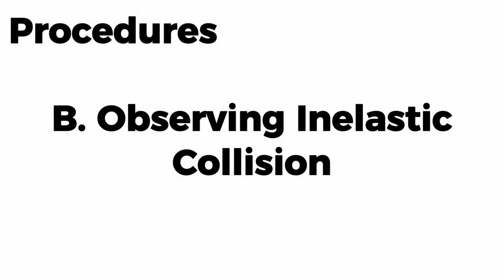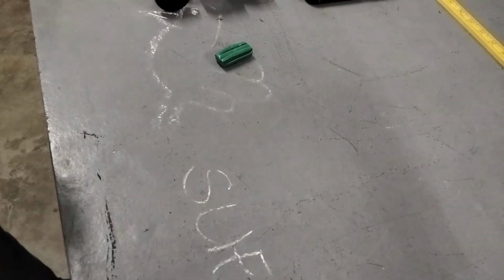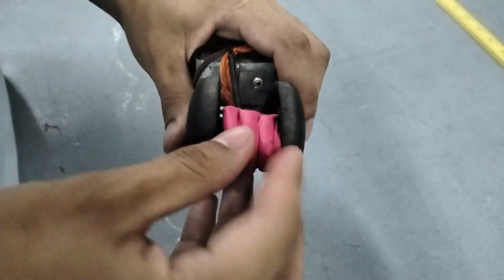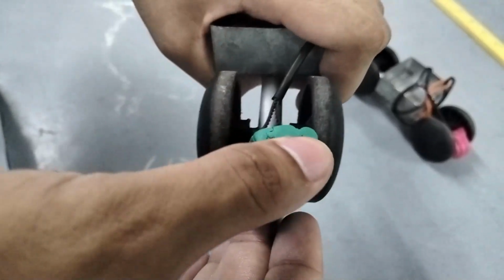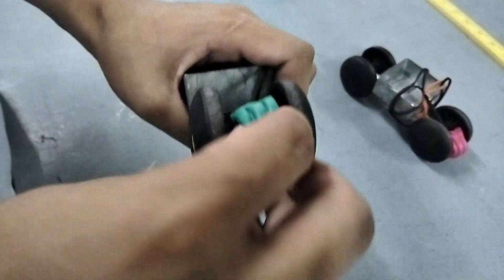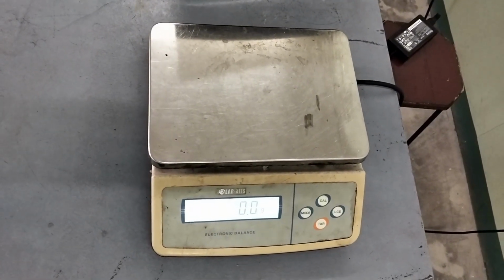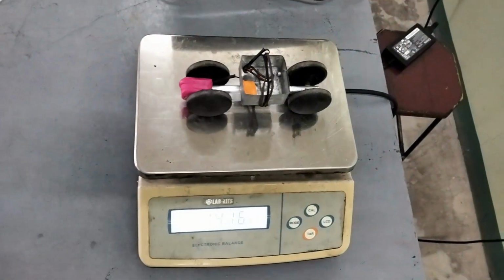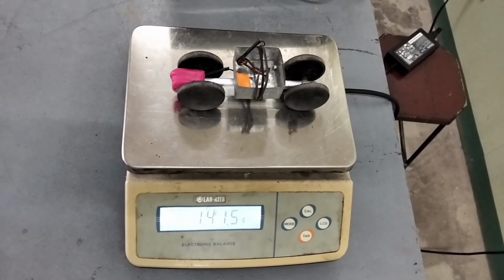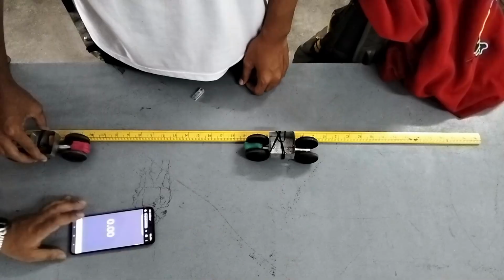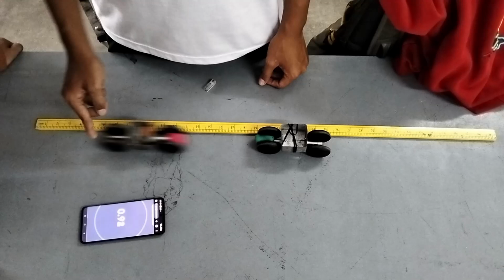Observing inelastic collisions. First, attach clay to each of the carts. Second, measure the weight of each cart using the digital scale. Cart A will be the heavier cart. Third, place cart B at rest at the center of the track. Fourth, push cart A to collide with cart B. The clay needs to be facing each other.